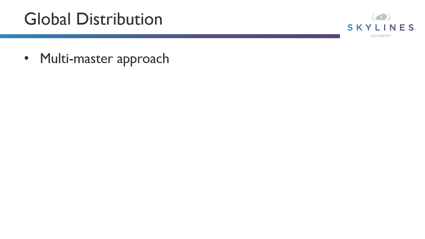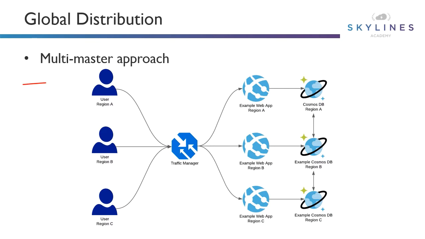Cosmos DB allows this to happen by providing a multi-master experience. This means that by leveraging Cosmos DB, your application is going to be able to read and write data using a local Cosmos DB instance. In this example, user A will talk to the traffic manager, which will then route traffic to the closest region the application is deployed to. In this example, it would be in the same region, region A. Region A has a web app and a Cosmos DB instance. The user will read and write data to that local Cosmos DB instance. User B and C will also talk to their appropriate regions when interacting with the application.